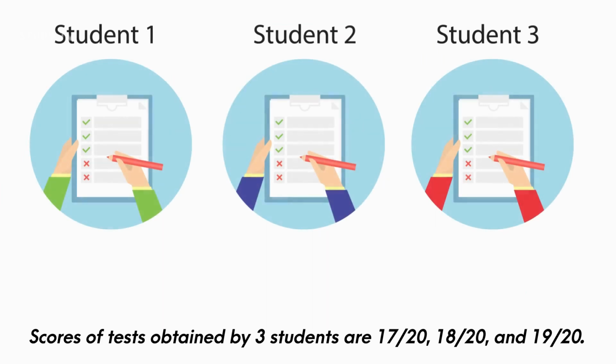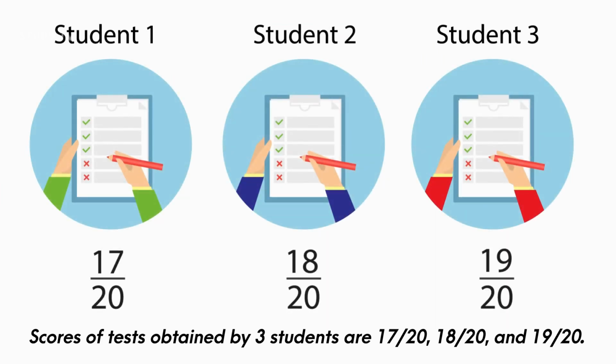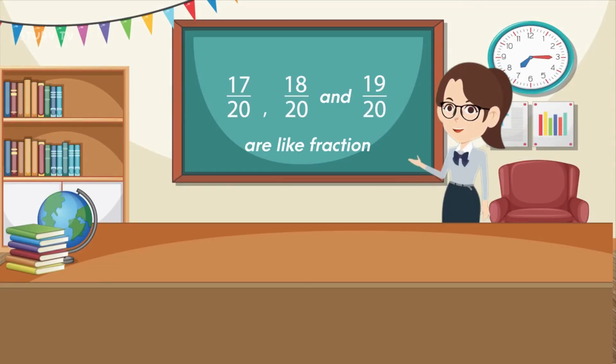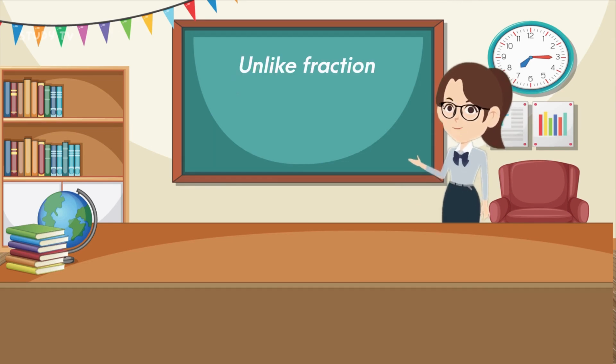Example: scores of a test obtained by 3 students are 17/20, 18/20, and 19/20. 17/20, 18/20, and 19/20 are like fractions.